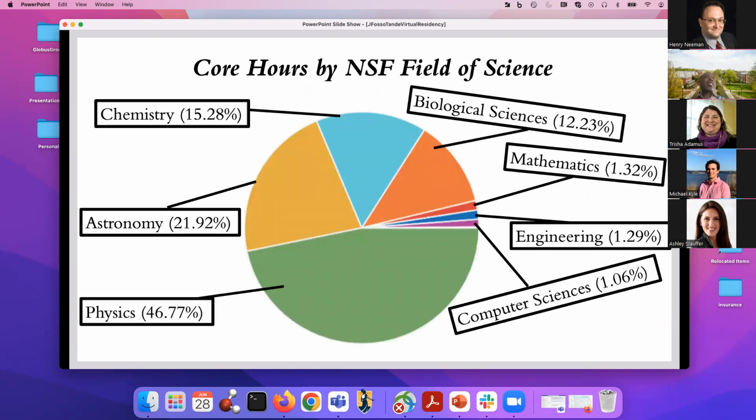So I tried to take a look at the dashboard to see some distribution of core hours utilization by various NSF fields of science. As you can see, physics stands at 46.77%. You have mathematical sciences at 12.23%, astronomy at 21.92%, and engineering and computer science at 1.06%. It's quite interesting that physics really stands out.